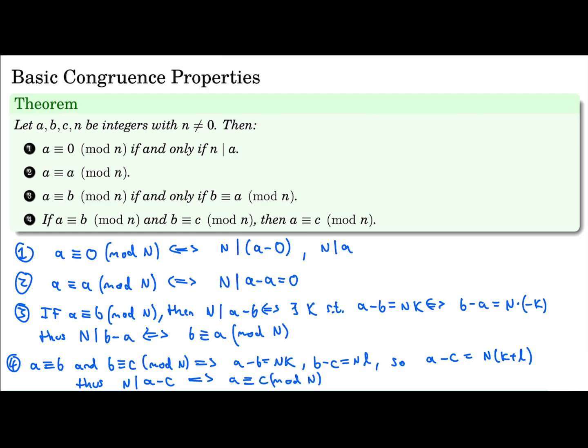So once again, congruences behave a lot like equality in some ways, right? Every number is congruent to itself. We can reverse congruences, and we can chain them together. But again, congruence is not saying that the numbers are equal. It's saying that they are equal from the point of view of remainders modulo n.